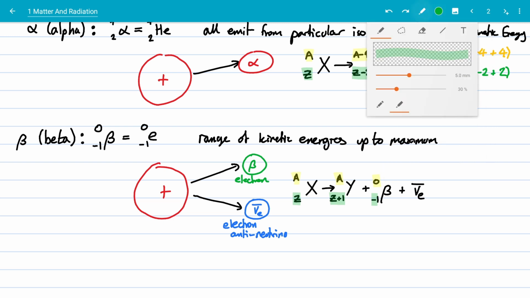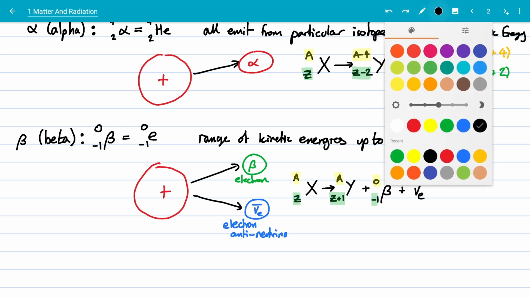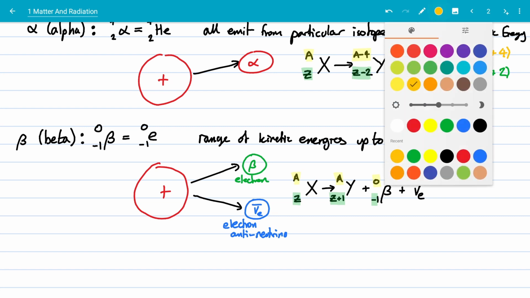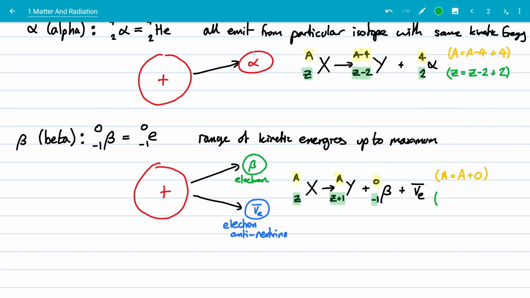So let's write this all out. The first one, what's going on with the A number is nice and easy. A is indeed equal to A plus 0. No one disagrees with that. What's going on with Z is interesting, because we have Z is equal to Z plus 1 plus -1. And that does check out as well.